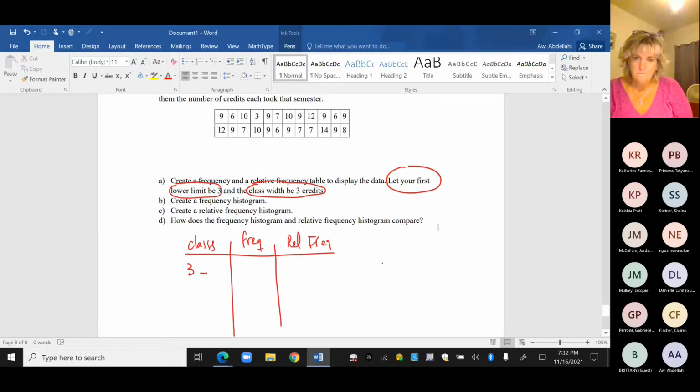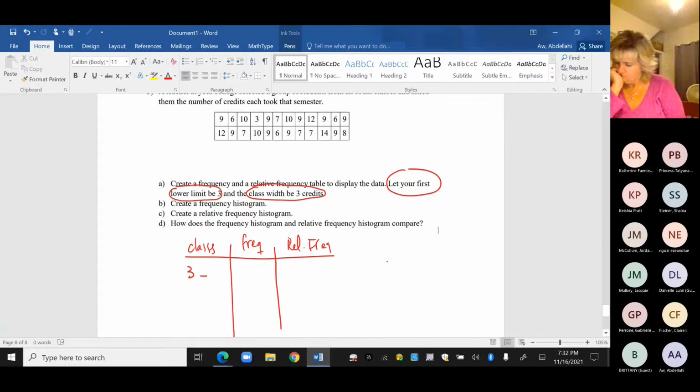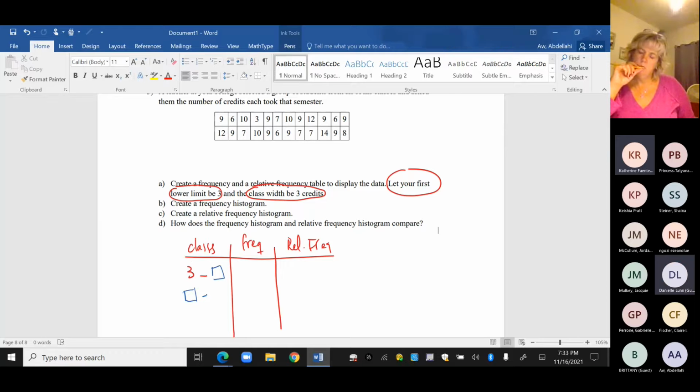All right, for the classes right here, the size is 3, right? So what is safer: to figure out this number, or to figure out the next class lower limit? What is safer to avoid a mistake?